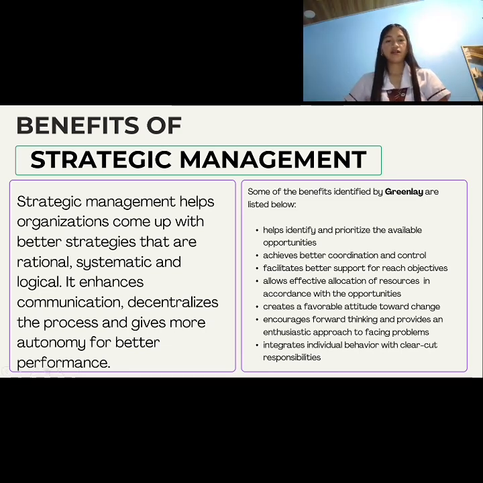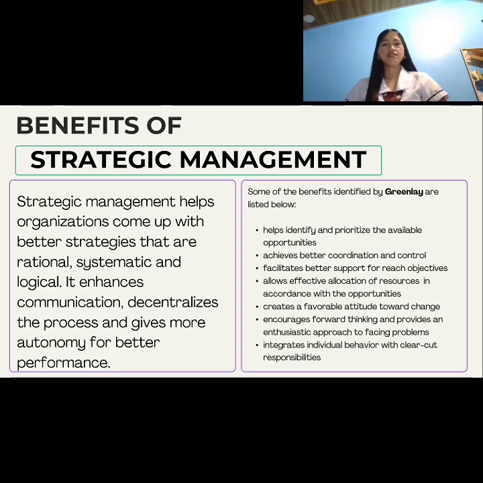For example, sa car company, nagplano sila na mag-launch og bag-ong electric vehicle. The design team, engineers ug marketing department kay naay lain-laing roles. But through strategic management, their work is properly coordinated. Nag-share silang update, nag-adjust silang timeline, and make sure nga every part sa plan fits together. This kind of coordination helps the company stay organized, avoid mistakes, and meet deadlines.